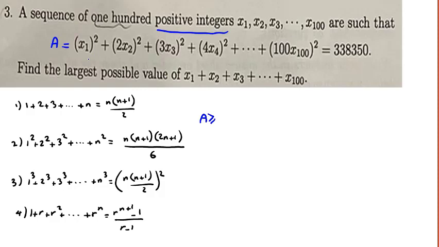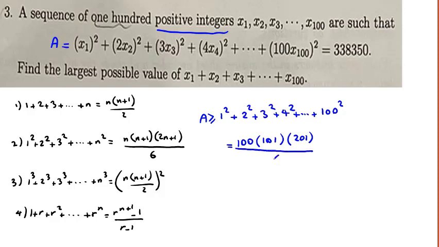So A is at least what? X1 is at least 1 because they are positive integers, so 1 squared. X2 is at least 1, so 2x2 is at least 2, so it is at least 2 squared. Similarly, 3 squared, 4 squared. Now you can understand. Which of these 4 identities here is useful? Pause the video and think. Number 2. So here, if I replace, n is 100: 100 times 101 times, 2 times 100 plus 1, 201, over 6.